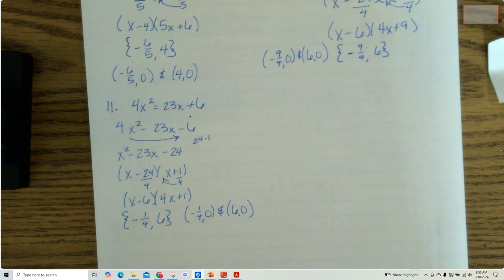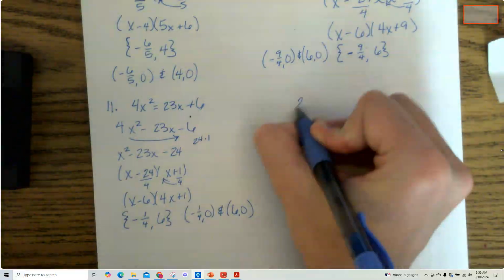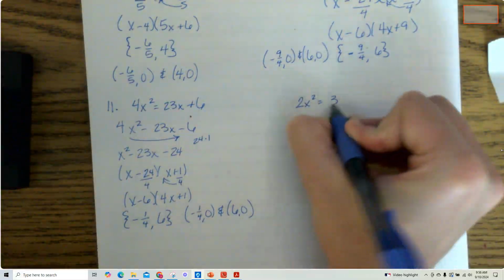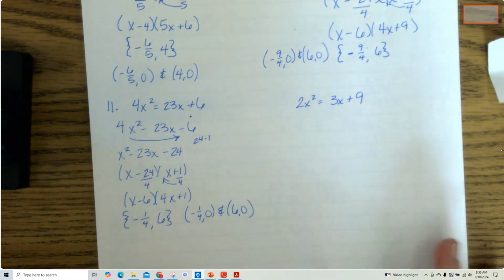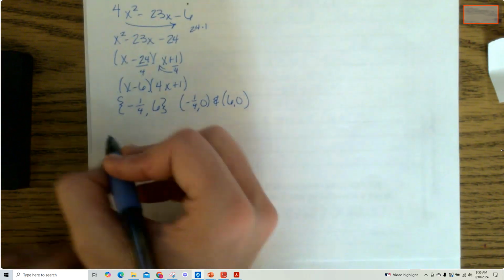So any different ones on that? What did you say the solution set was? Negative 1/4 comma 6. I've had 2x squared equals 3x plus 9. I'll come back to that one if I have time. Let's try to get through these last 8. All right, so number 12.